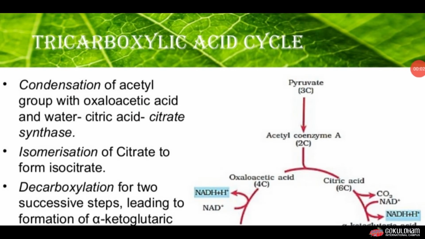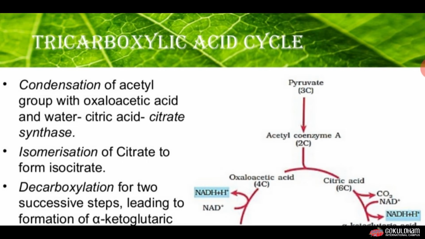Now let us see what happened with the pyruvate which is produced by glycolysis. We have already seen that pyruvate, or pyruvic acid, is first converted into acetyl coenzyme A, and then this acetyl coenzyme A enters the mitochondria for the Krebs cycle, or citric acid cycle, or tricarboxylic acid cycle.